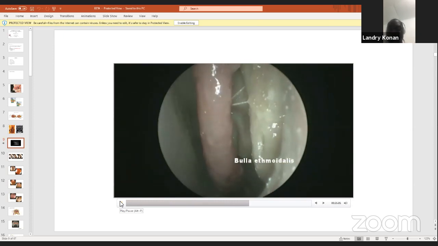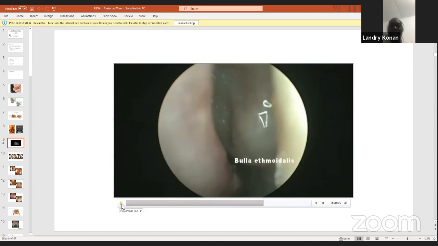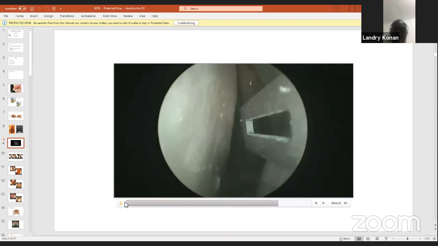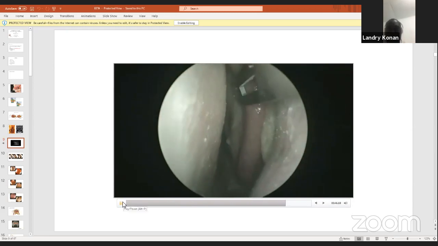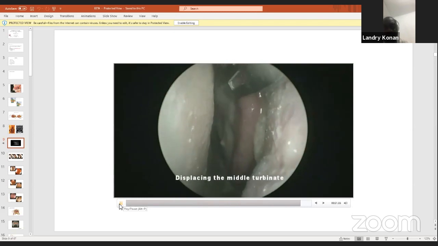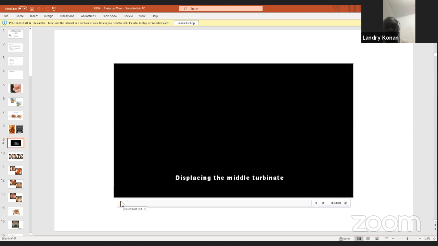Laterally, you can crush this bone with your rongeur, and it will help you make more space to mobilize the middle turbinate laterally. If you put your middle turbinate laterally, you have this corridor. This is an important corridor. This is where you put your instrument to get to the sphenoid bone and the sphenoid sinus. Okay, next slide, please.